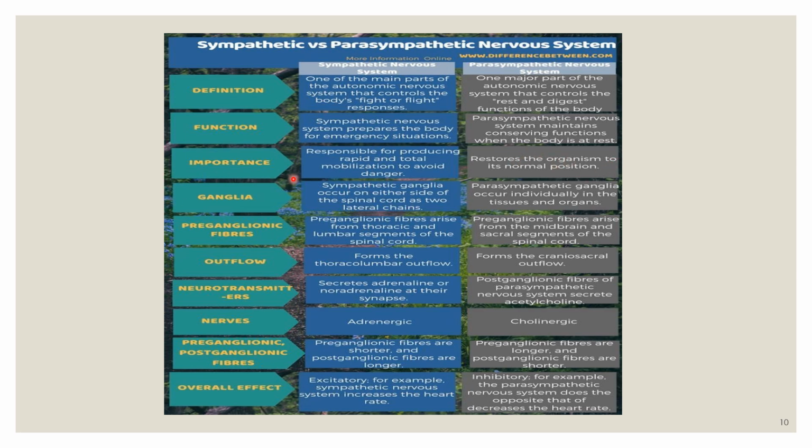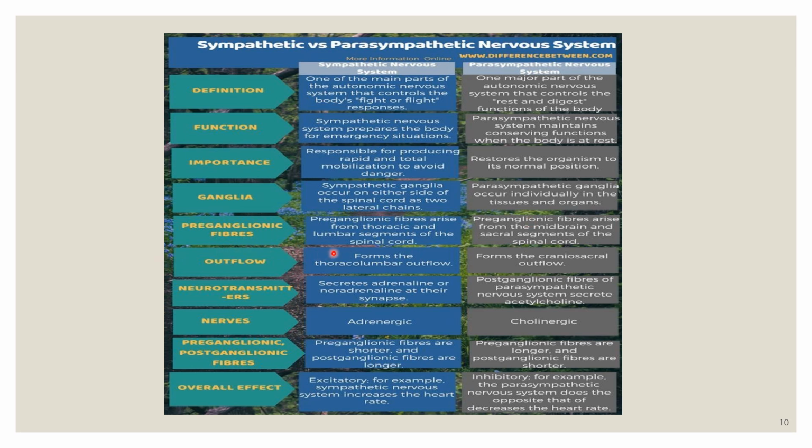The importance is: sympathetic is responsible for producing rapid and total mobilization to avoid danger. Here the parasympathetic will restore the organism to its normal position. The ganglia: the sympathetic ganglia occur on either side of the spinal cord as two lateral chains, whereas the parasympathetic ganglia occur individually in the tissues and organs. They are very near to the tissues and organs. Sometimes they are embedded in the tissues.